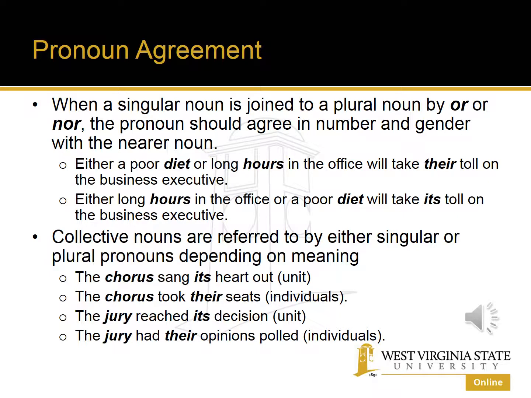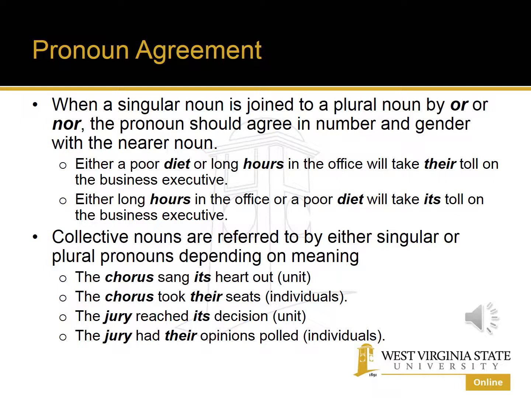The jury reached its decision, looking at the entire jury, coming together to make a decision, so we use the singular its. Whereas if the jury's divided as individuals, then the jury had their opinions polled because there was more than one jury member and therefore more than one opinion possible. So those are examples of when we should use singular versus the plural pronouns with collective nouns.